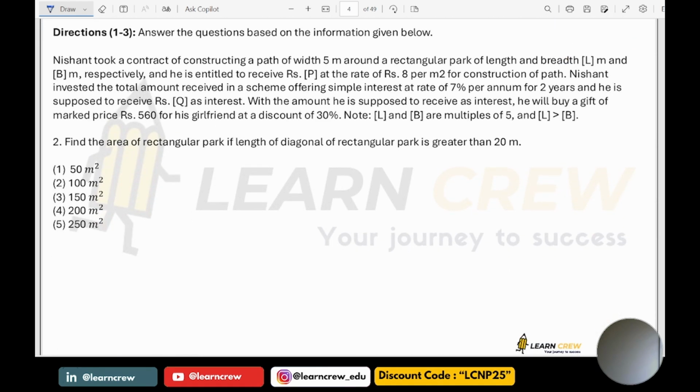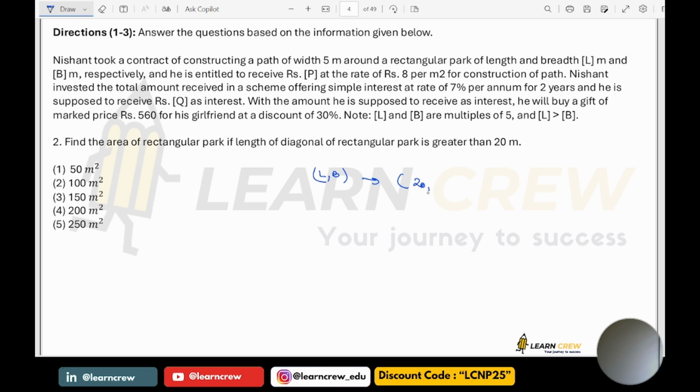Next, second question. Find the area of the rectangular park if the length of the diagonal of the rectangular park is greater than 20 meters. So we already have the P and Q values, and L plus B is equal to 25. So L and B, what are the possible values I got?